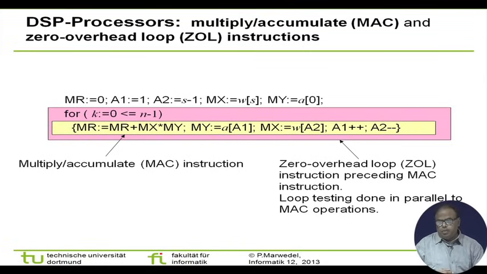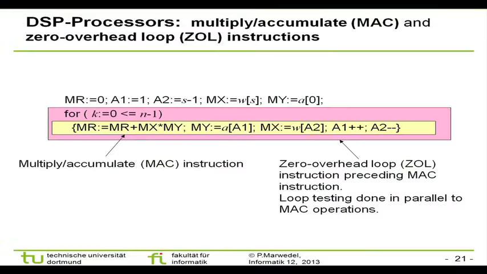Zero overhead loop. What do we usually do in our C programming? We carry out a body of the code and then go and check the loop. Now, in a zero overhead loop, while the body of the code is being executed, the loop condition is being checked in parallel. Here again I can refer to the predicated scenario.